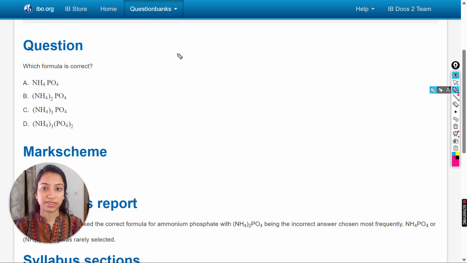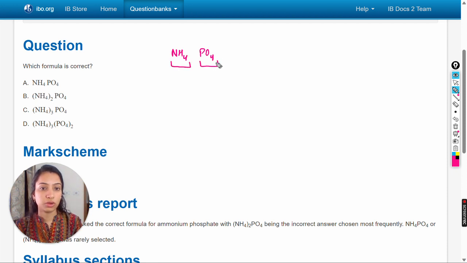Hello dear students, in this question we have to find the correct formula and there are two polyatomic ions. First one is NH4 and second one is PO4. So firstly we will draw the Lewis structures of each.